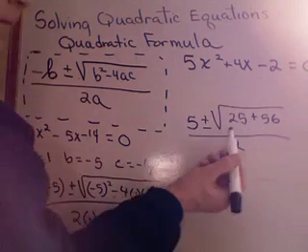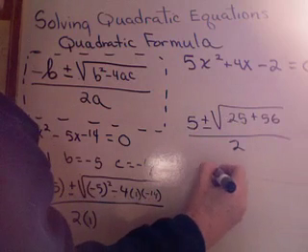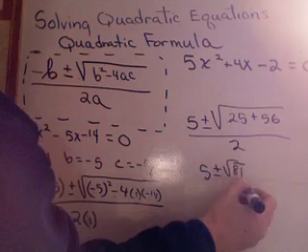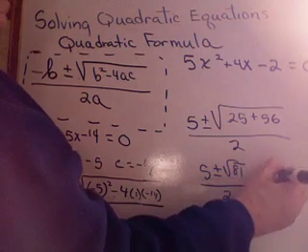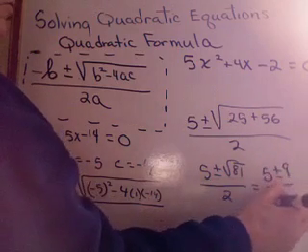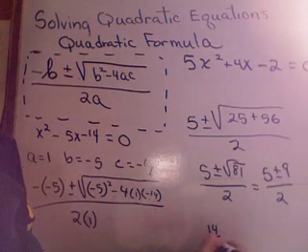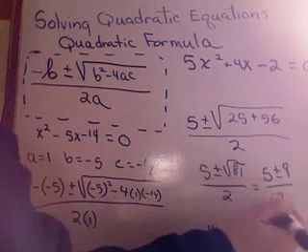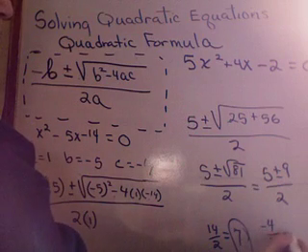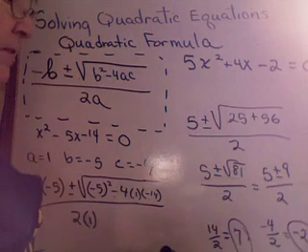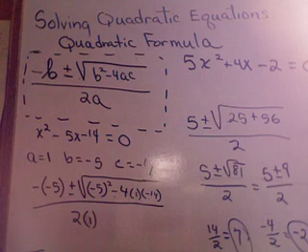At this point, I'll add these two parts together, 25 plus 56, 81. So 5 plus or minus square root 81, whole quantity over 2. Square root of 81 is 9. So I have 5 plus or minus 9 all over 2. That's two answers. 5 plus 9 is 14 over 2, which is 7. There's one answer. 5 minus 9 is negative 4 over 2, which is negative 2. And that's the other answer. So the answers are 7 and negative 2 for this problem.